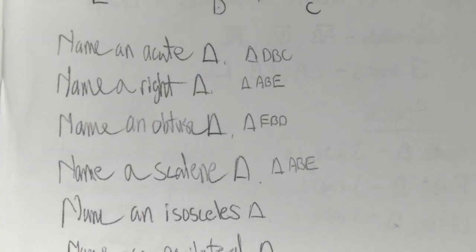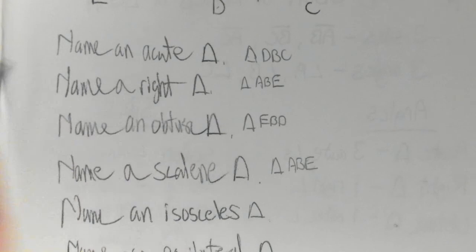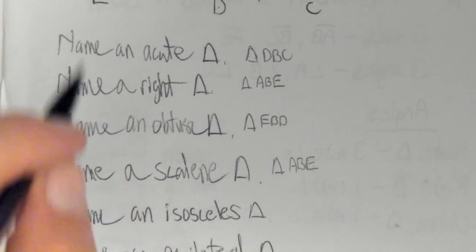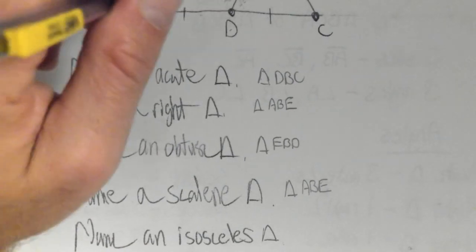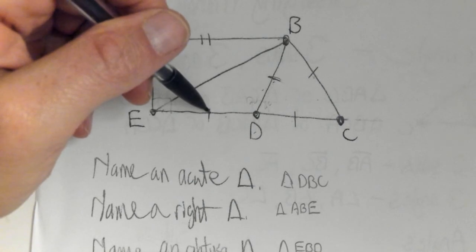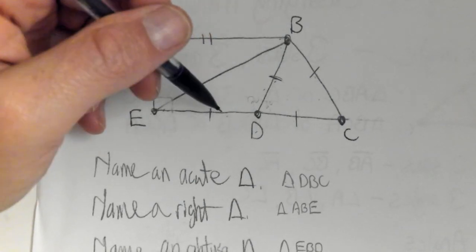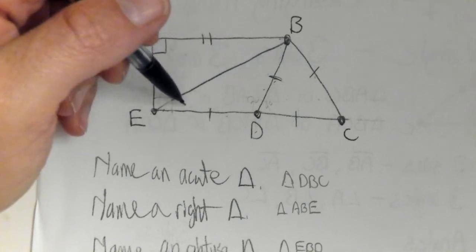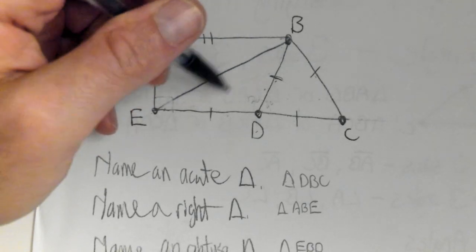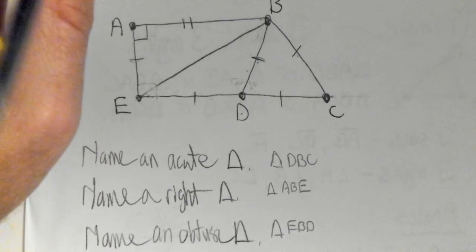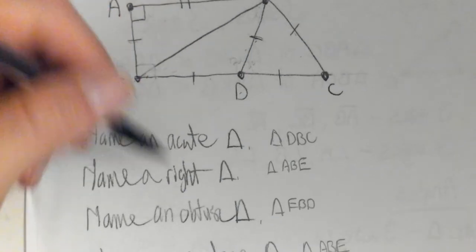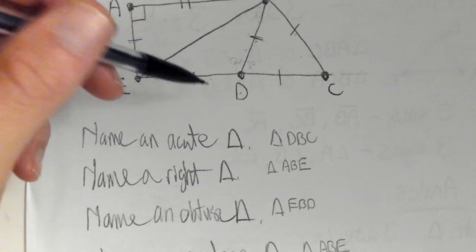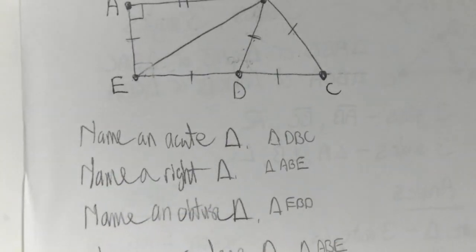Alright, next one, name an isosceles triangle. That's going to be a triangle where at least two sides are the same length. I see one mark here and one mark here, and that's going to indicate that the two angles across from these are also going to be the same. An isosceles triangle is one where two sides are the same, and so this is the triangle that I can name. We'll call it triangle EBD.